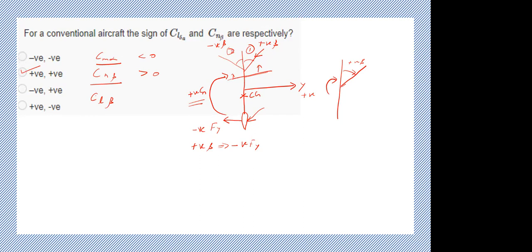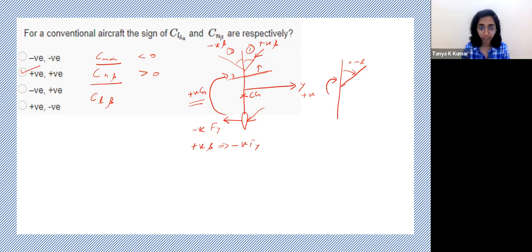Yes, ma'am. So you can also see that this Fy is generated. If I see from the side, how would I show that? This Fy is generated at some distance from the CG, so there is an Fy term here. This produces a rolling moment, correct? This is negative Cl. So the negative Fy produces negative Cl. That means a positive beta produces a negative Cl. So that is negative.